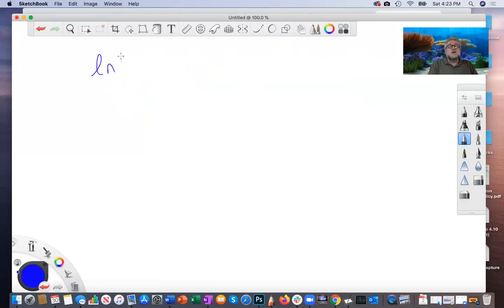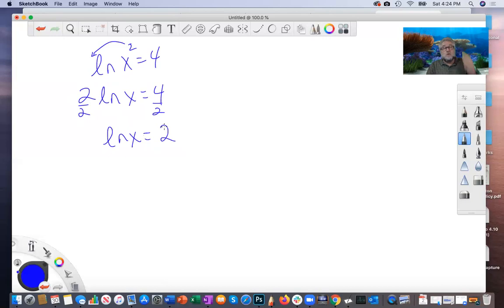Okay, ln of x squared equals 4. What's that? What do we do first? We're going to move the 2. So 2 ln of x equals 4. What do we do next? Divide by 2. ln of x equals 2. What do we do next? Right, put a base down here and let's use the secret sauce. Base, exponent, answer. So let's do e squared.